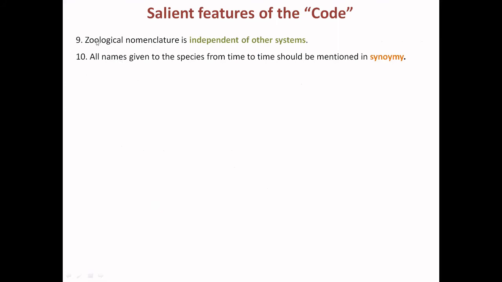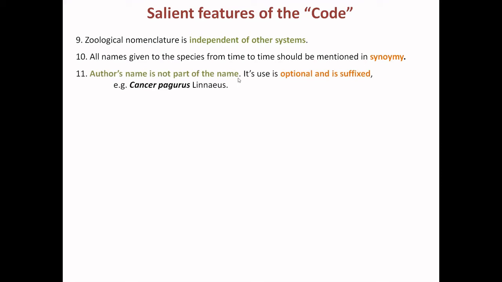So the name should be independent of the other system, which should not depend on the other in naming a species. All names given to the species from time to time should be mentioned in the synonymy. So if one species name is continually being changed, all the names should be there in the synonymy. The author name should not be part of the name, but it can be used as an optional suffix, like Cancer pagurus Linnaeus. So it is a suffix and it is optional. It is not mandatory, the author name.